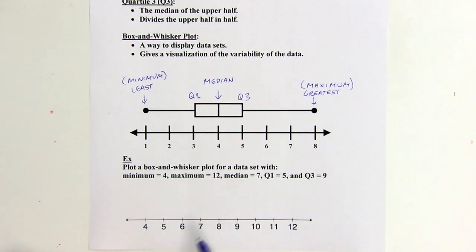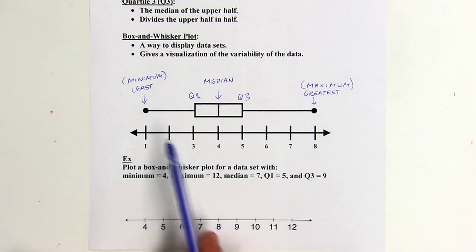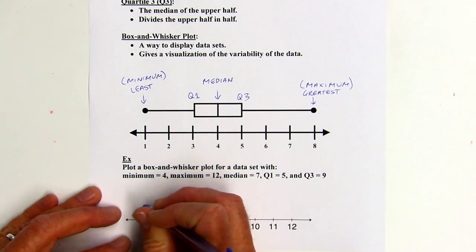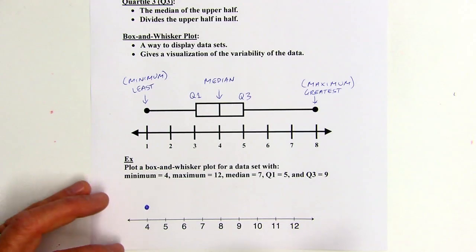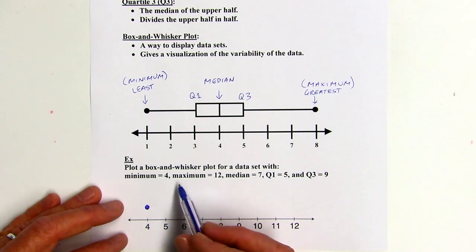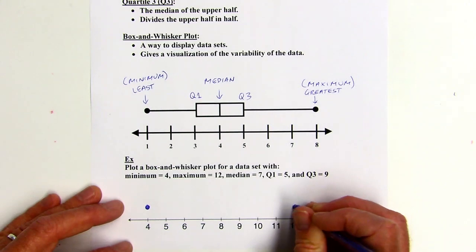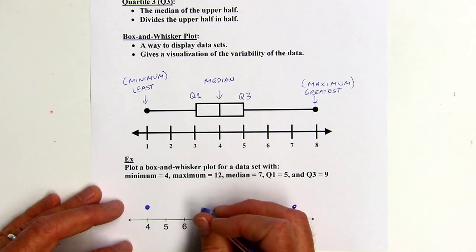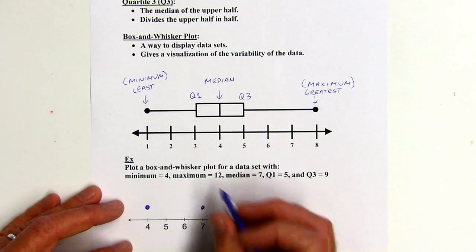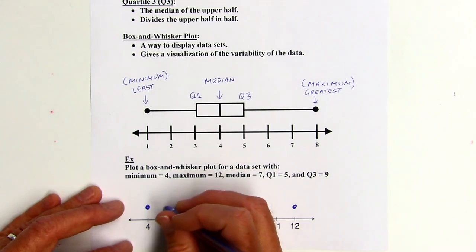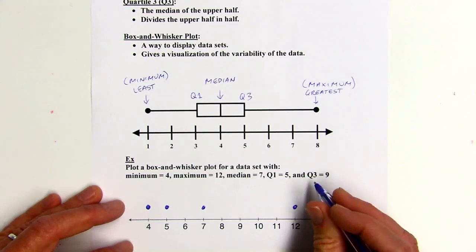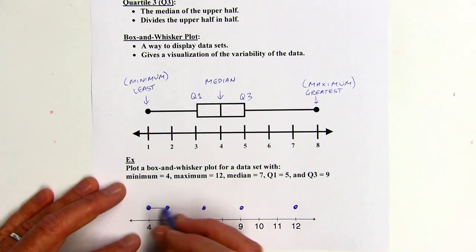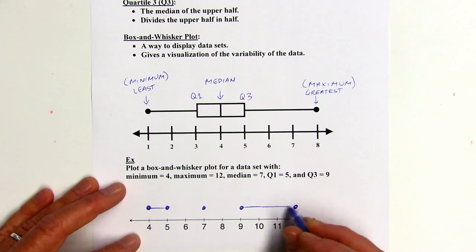They're not telling us what all the data points are, but they're giving us these 5 important points. So our minimum is going to be 4, so that goes right there. And then the maximum is going to be 12. So those are going to be the ends of the whiskers. It says the median is 7, so I'll put a little dot there. Q1 is 5, and Q3 is 9. Okay, so the segments on the ends are going to be the whiskers.